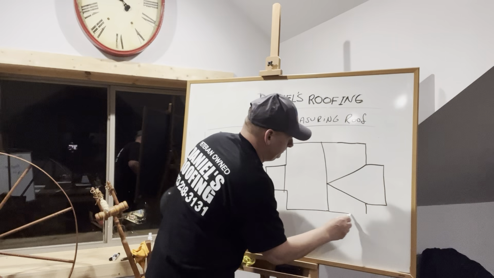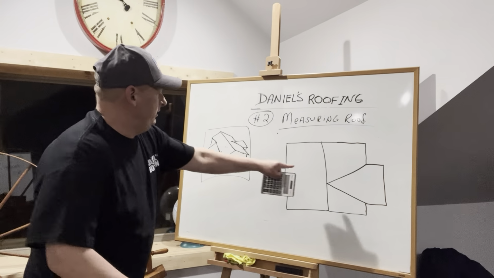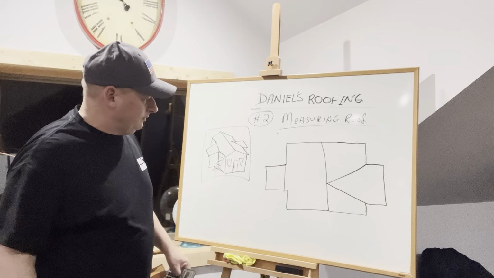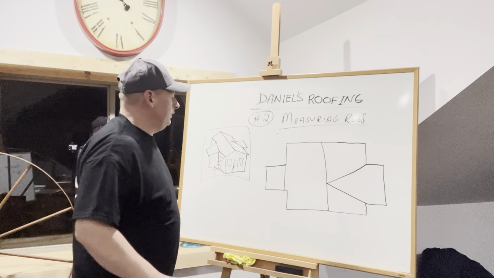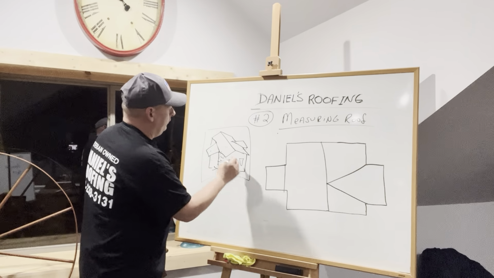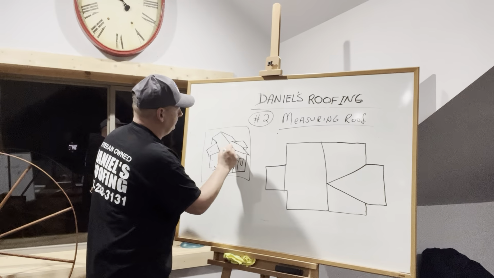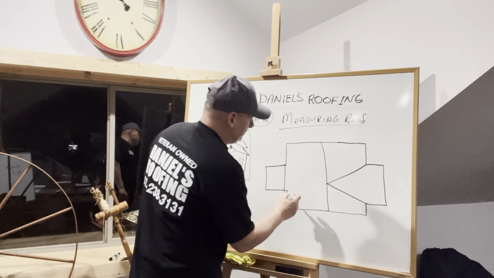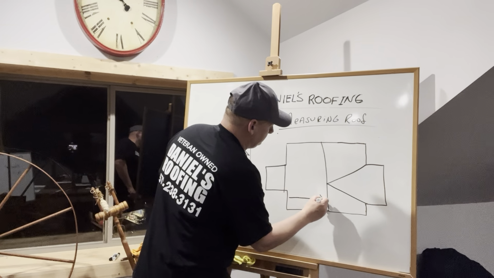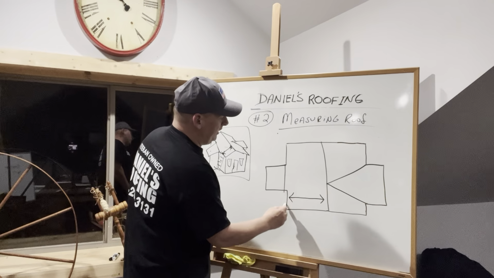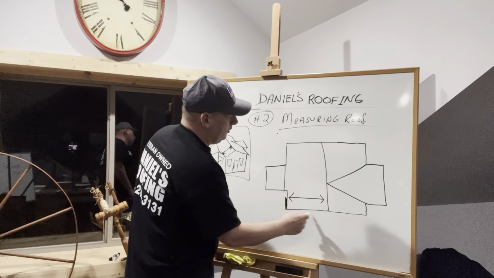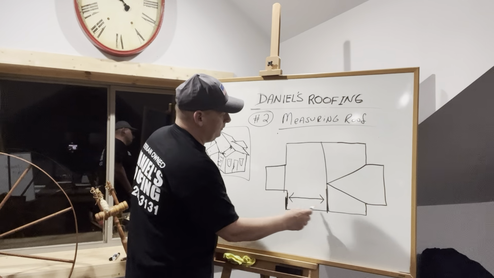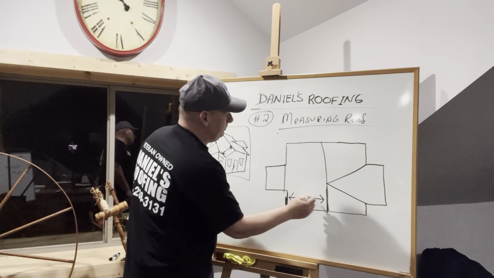Just make this a little straighter. Okay, so here's our roof. This is that. It's the same roof, but you're looking at it differently. So what you're going to do is go up on the roof and measure from here to here. On here, you're going to measure from the bottom of the eave all the way up to the ridge. From the eave to the ridge, you're going to measure.